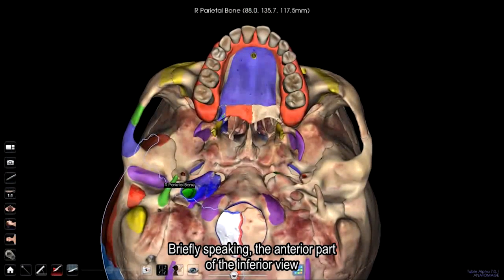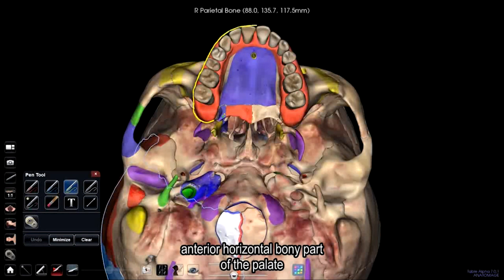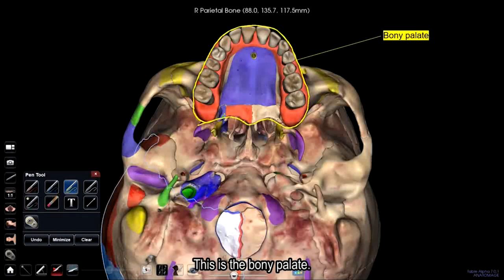Briefly speaking, the anterior part of the inferior view contains the bony palate. The bony palate is the anterior horizontal bony part of the palate that forms the roof of the oral cavity and floor of the nasal cavity. This is the bony palate.